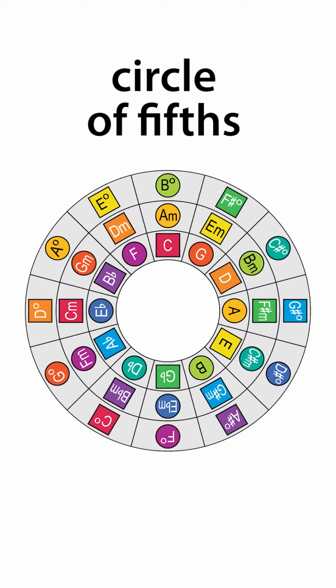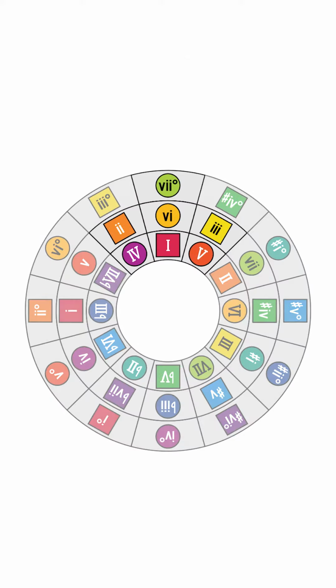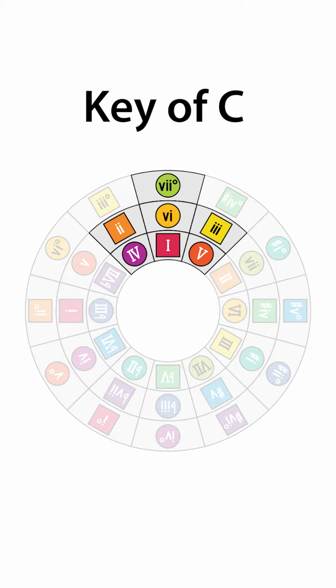The circle of fifths shows how all of the chords in this progression are centered around the tonic C major, or the major 1 chord. And this pattern is major 1, major 5, minor 6, minor 3, major 4, major 1, major 5, and then it repeats.